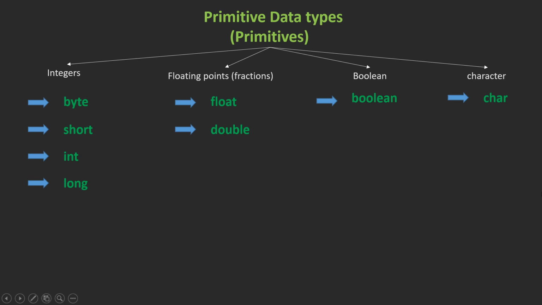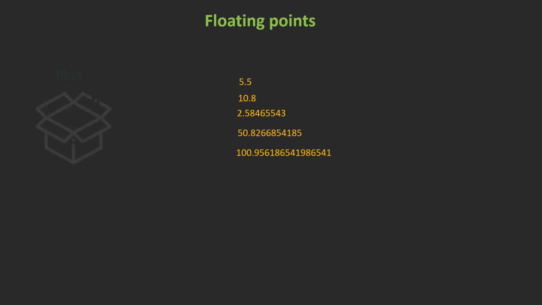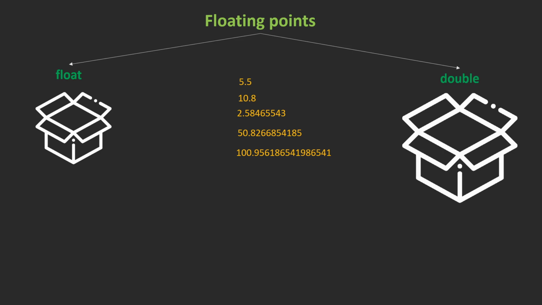So we have another category of primitive data types, which are floating points, which is used to store fraction numbers such as 5.5, 10.8, and much more. The same as integer data types, the floating point category has two sizes of boxes or data types, which are float and double. The same as integers, the difference between float and double is the size it can hold. But the two types really hold a wide range of numbers. However, the type of a bit larger size, which is double, is mostly used.